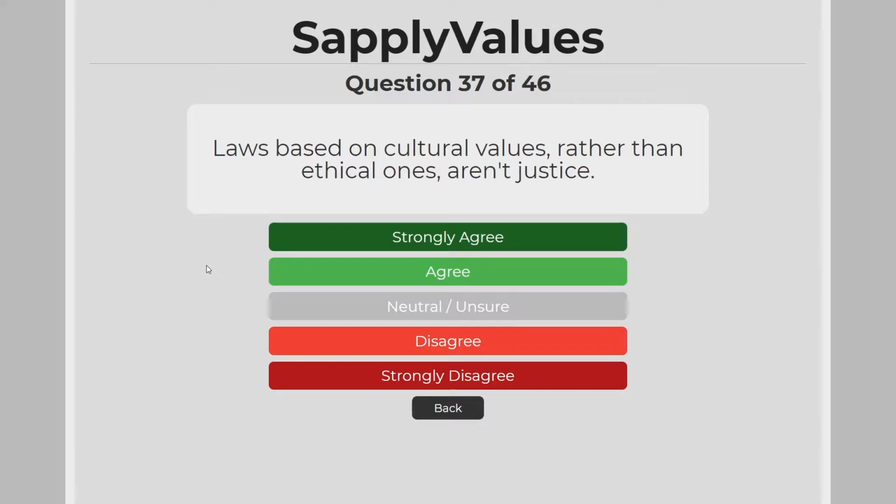Laws based on culture values rather than ethical ones aren't justice. I think laws can be based on culture values, not just ethical ones. Because if the culture of the people agree with something, then that would be what they believe in as a group. So I disagree with this.